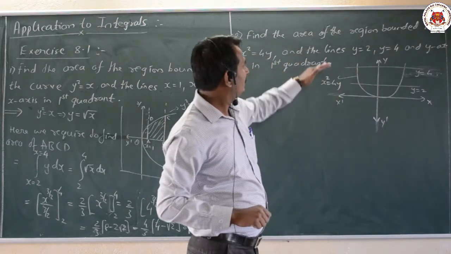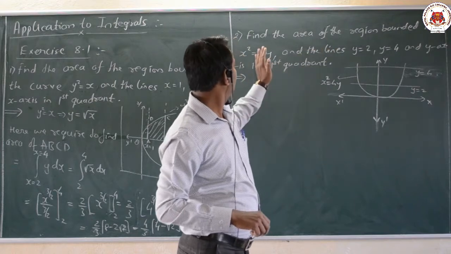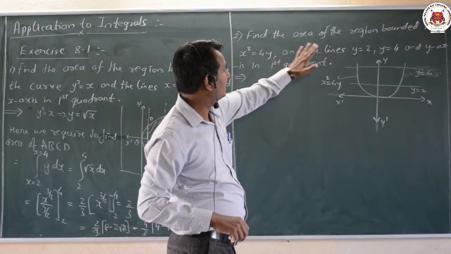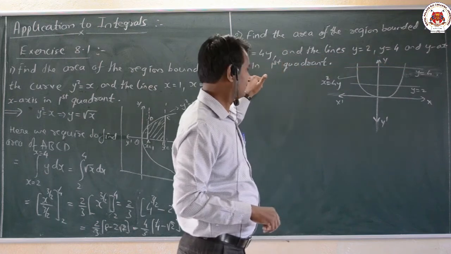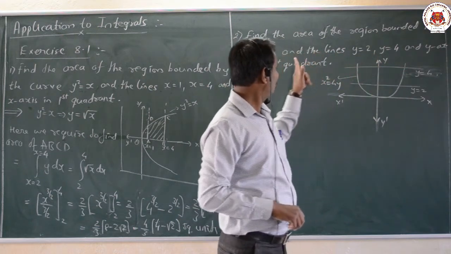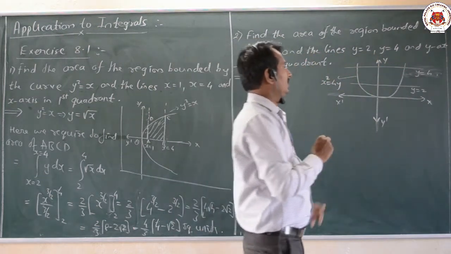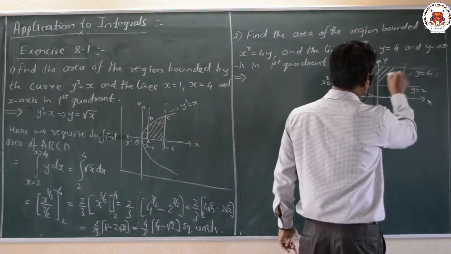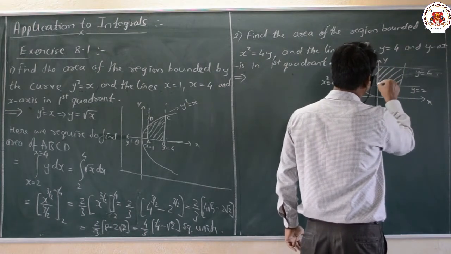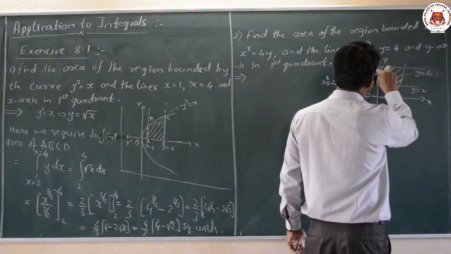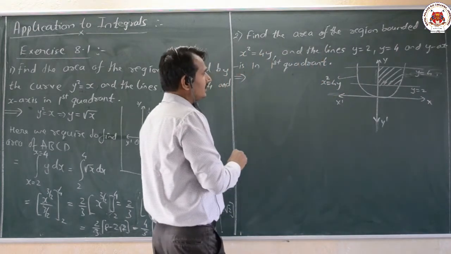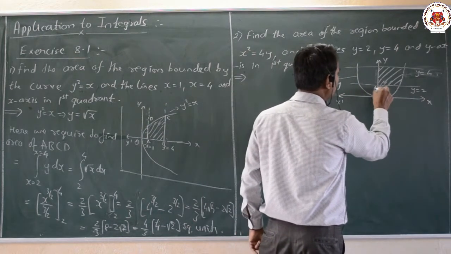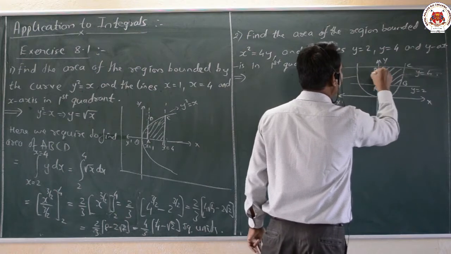Now what we require to find is the area of the region bounded by x square is equal to 4y, and the lines y is equal to 2, y is equal to 4, and the y axis, only in which quadrant? That is the first quadrant. That means, dear students, I require to find only this particular area here. So now let us name it as A, B, C and then D.